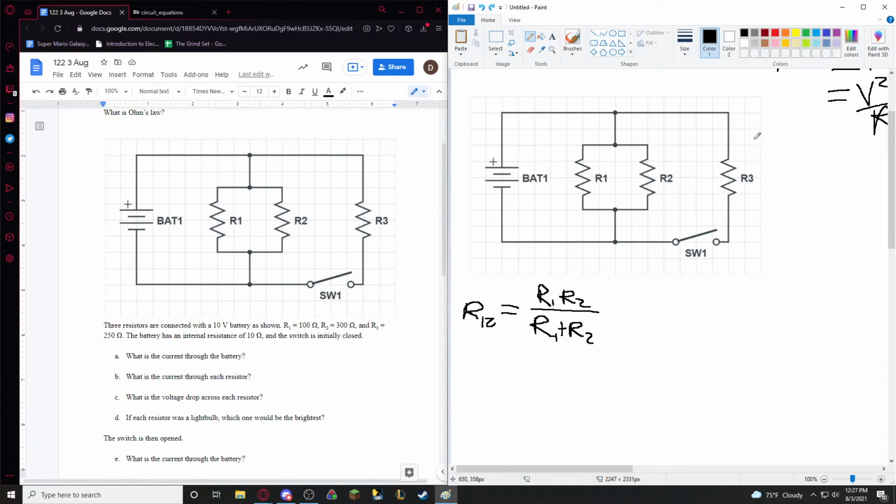And then is R3 being included in the circuit right now? Is it included in the circuit? I think it is, because didn't you say the switch was initially closed? Exactly. The switch is initially closed, which means it is connected here. So that means we need to do R12 in parallel with R3. It's just another multiplication thing.